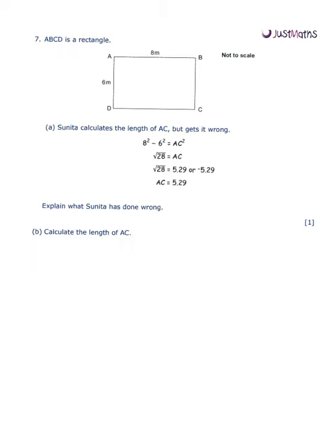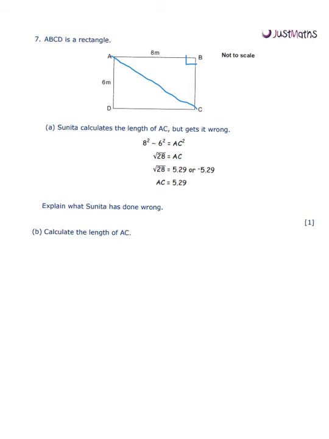So here we have another problem. Again, pause the video and have a go at it and then check your answer afterwards. Well, in this question, we're told that ABCD is a rectangle and Sunita calculates the length of AC, AC being the diagonal. She calculates that length as 8 squared minus 6 squared equals AC squared. She follows that through, but she has done it wrong.